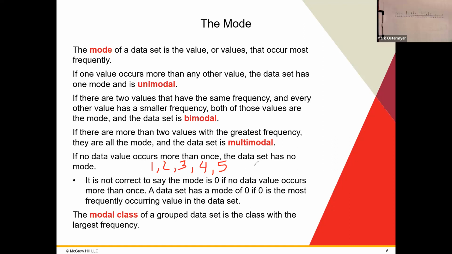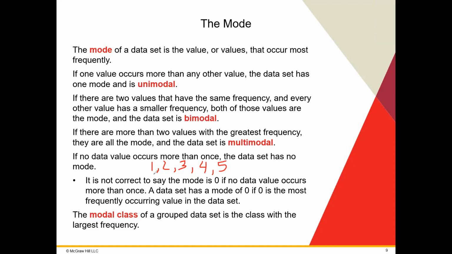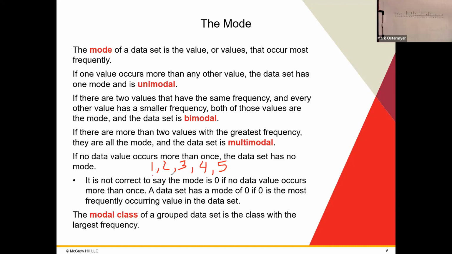So I've seen some stats books say that there's 5 modes in this data set, but other textbooks say that there would be no mode. I don't think you have to worry about this, but if I was grading a problem like that, I would have to accept either one of those answers, okay? Either you say no mode or 5 modes.